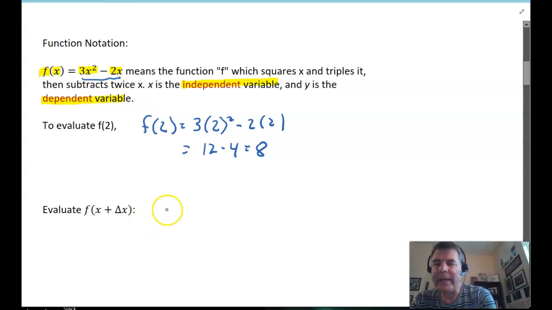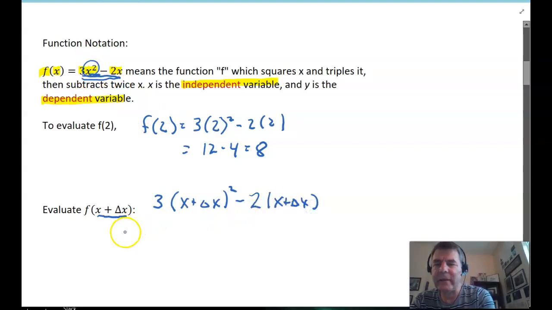All right, evaluate f of x plus delta x. So don't freak out. All this means is replace every x up here with x plus delta x. So here we go. 3 times (x plus delta x) squared, because this x is being squared, minus 2 times (x plus delta x).